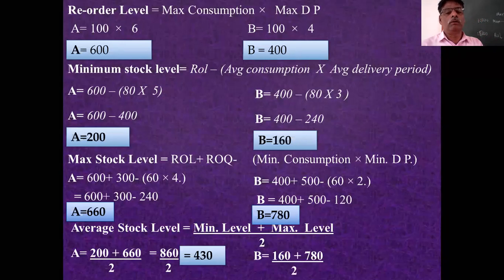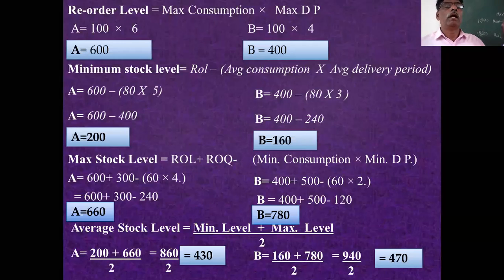Then come to the average stock level. Average stock level is equal to minimum plus maximum divided by 2. Minimum is 160, maximum is 780, so 940 divided by 2 is equal to 470. Clear? You calculate side by side. First you write the equation; on the left hand side you calculate A, on the right hand side calculate B. Only one equation for one problem. Repeatedly you don't write the equation.